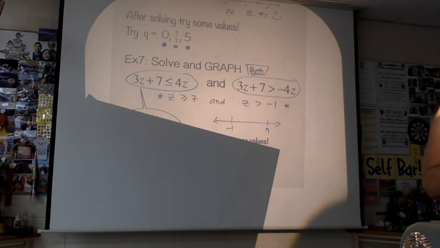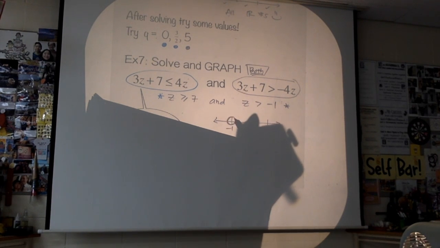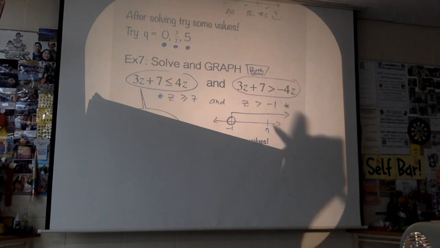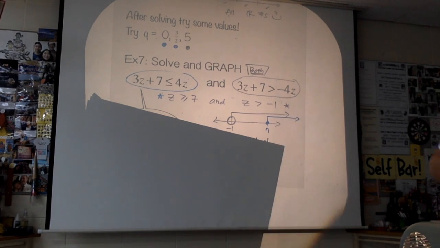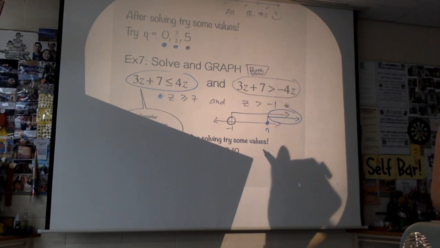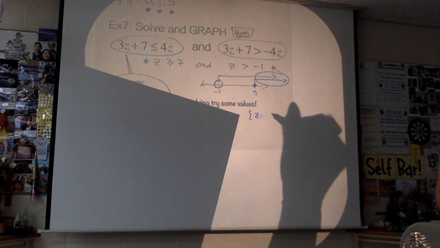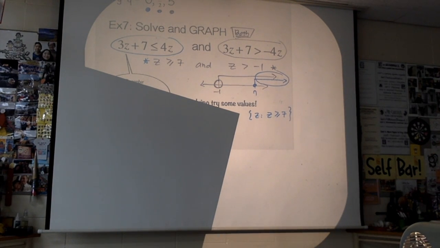Okay? It says it's greater than -1. That means it's not equal to, but greater. And it says here it's greater than or equal to 7. That means 7 is inclusive. So, where is it both? It needs to satisfy both. So it's only after 7, right? So how do we represent the answer? We say z such that z is greater than or equal to 7 is our answer, because it's the only place that satisfies both.